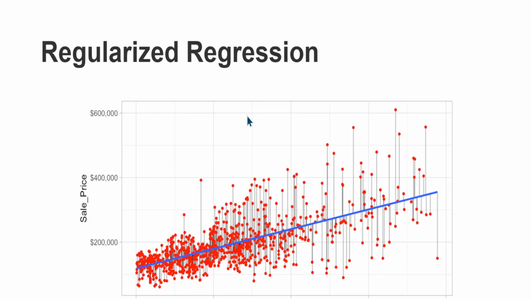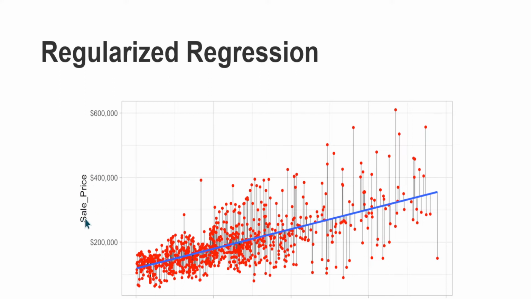Today we will go into the details of regularization models. The best way to understand regularized regression models is to have a basic understanding of linear regression. If you know ordinary least square regression, take this example: the sales price as a function of the living area. This is house sale data, house price data.